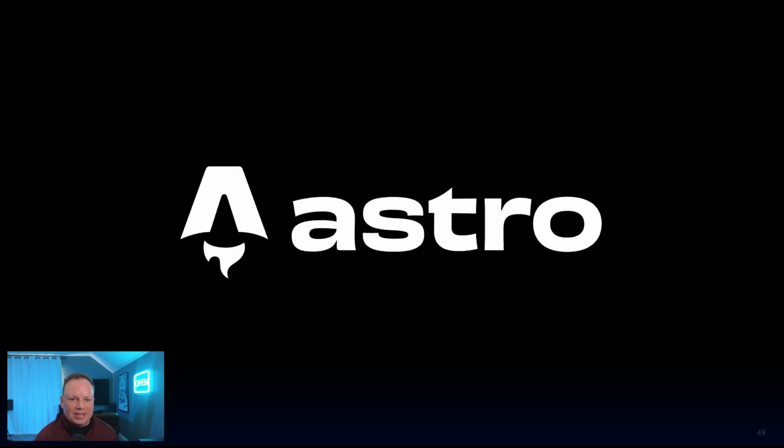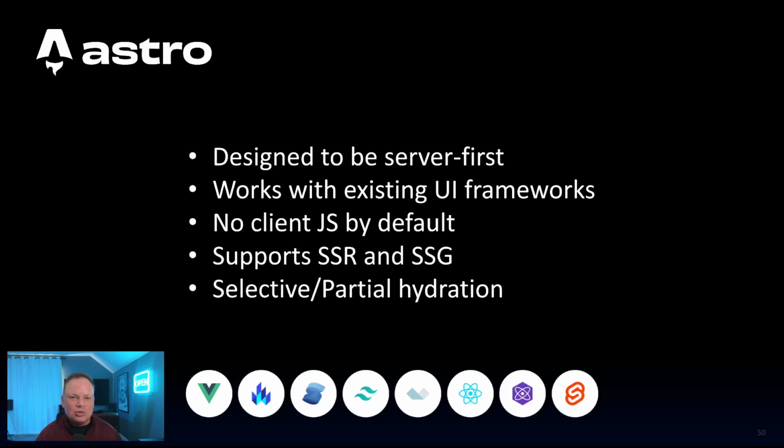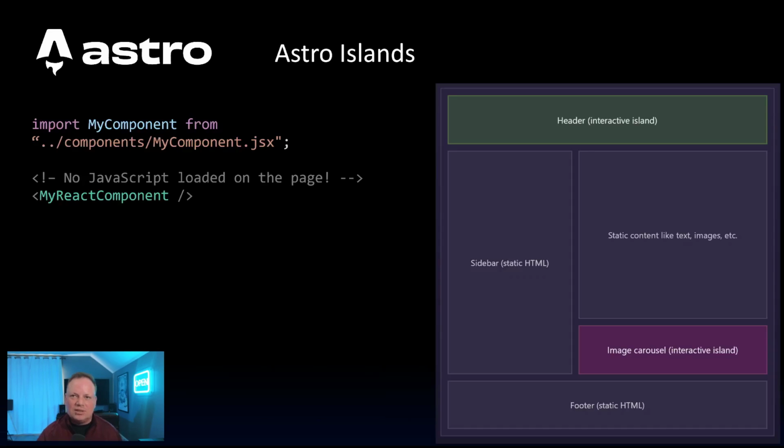Next up, let's talk about Astro. Astro.js is cool in that it will actually let you use other UI libraries inside Astro. So they have their own way of writing UIs, but they also say, hey, you like Vue? Use Vue. Go for it. You like React? Do it. We're not going to stop you. Because Astro is designed to be server first, and it works with those existing UI frameworks, but by default, there is no client-side JavaScript. Instead, it supports server-side rendering, and when necessary, it offers selective or partial hydration. So let's get into that.